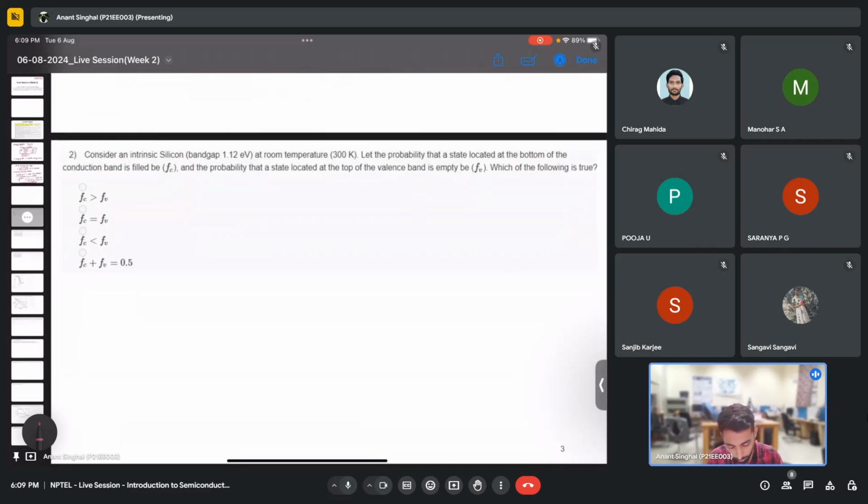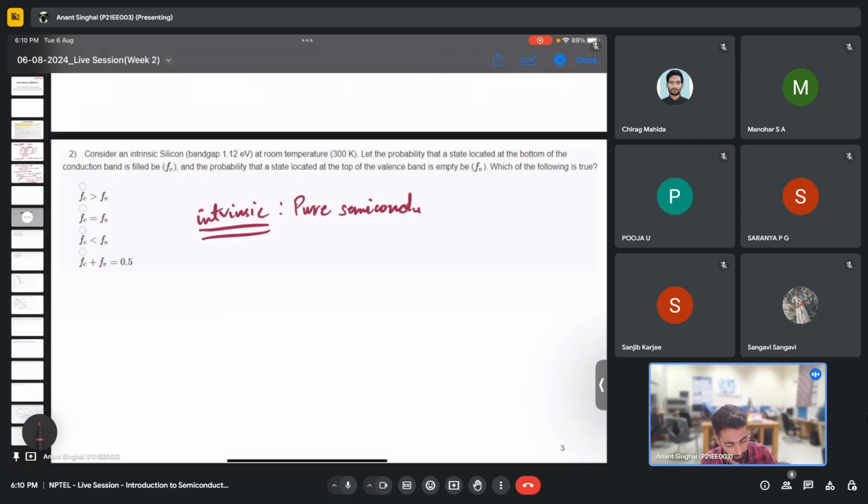So as you can see, the problem states that consider an intrinsic silicon. So can anyone tell what is intrinsic? Very quickly, if someone can tell. Any idea? Anyone? Okay, so basically intrinsic semiconductors are pure semiconductors. That is, there is no impurity present in the semiconductor. That is, they are charge neutral.